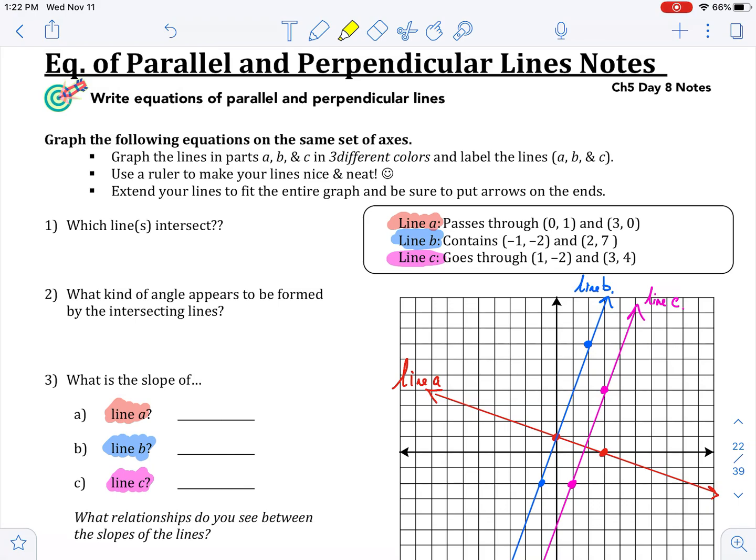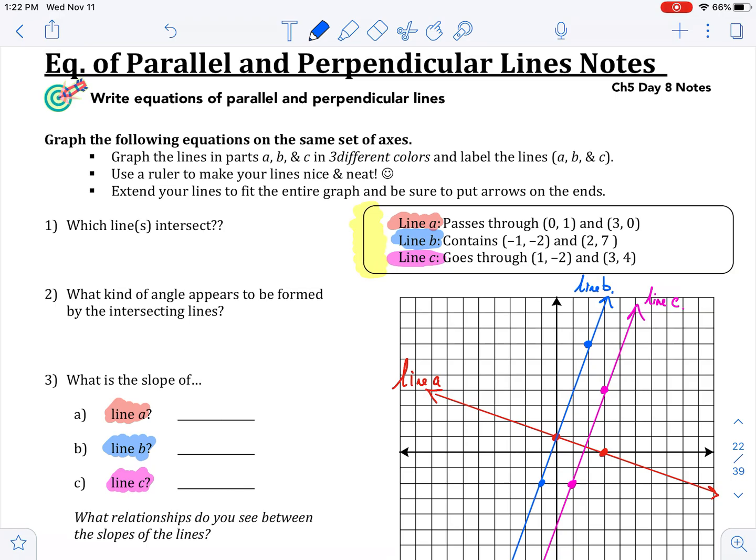As you joined in here, I have already taken care of this first part up in this box. I plotted the 2 points that are on line A and made them red. I plotted the 2 points in line B, made them blue. I plotted the 2 points that are in line C, made them, we'll call it pink.